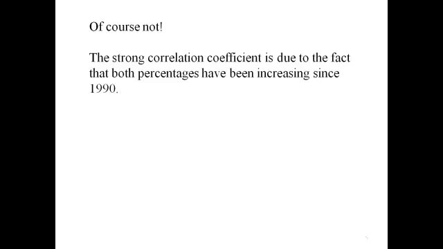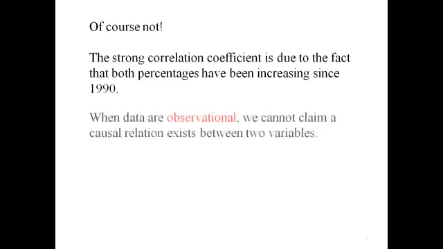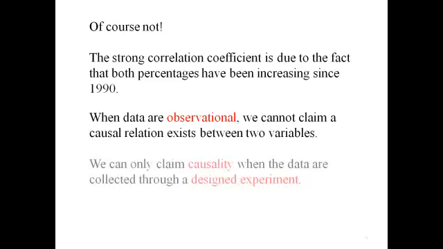The key point to make about this data is that it's observational. That means the data was simply out there and we collected it and did some analysis on it. And so it's important to remember that, in general, we can't claim a causal relation exists when we have observational data. We can only make the stronger claim of causality when we have data obtained through a designed experiment.